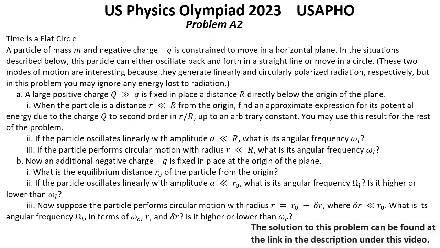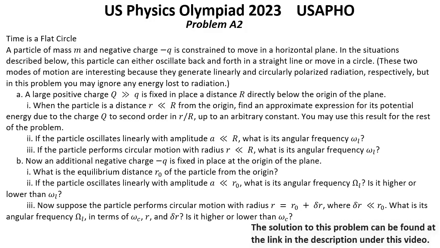Part B. Now an additional negative charge, negative q, is fixed in place at the origin of the plane. Question 1. What is the equilibrium distance r0 of the particle from the origin? Question 2. If the particle oscillates linearly with the amplitude a much less than r0, what is its angular frequency big Omega L? Is it higher or lower than small omega L?